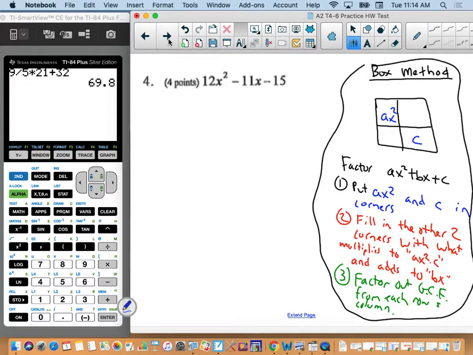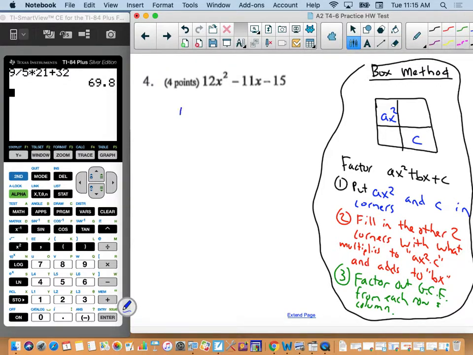For number 4, this one, remember the first thing you should always check for is can you factor a GCF out of those 3, but you cannot. And it doesn't start or end with a perfect square, so you can't use that shortcut. So then we have to rely on the box method.